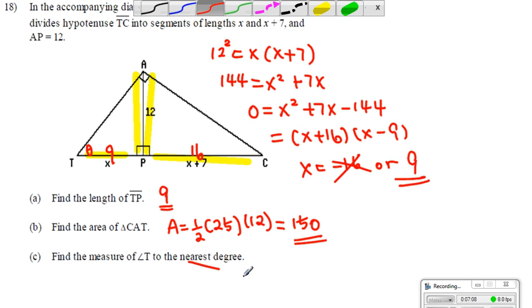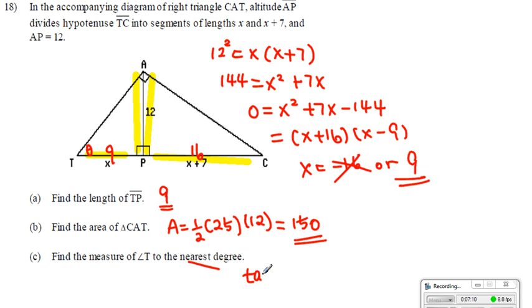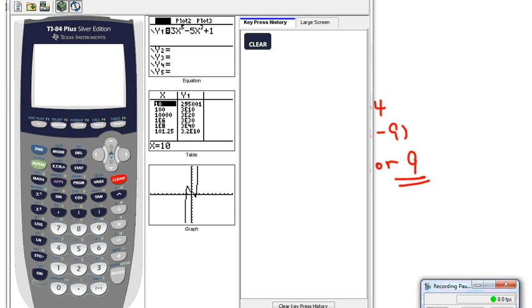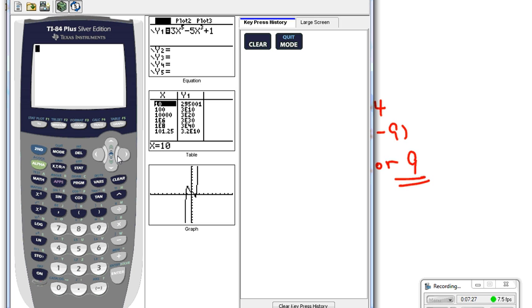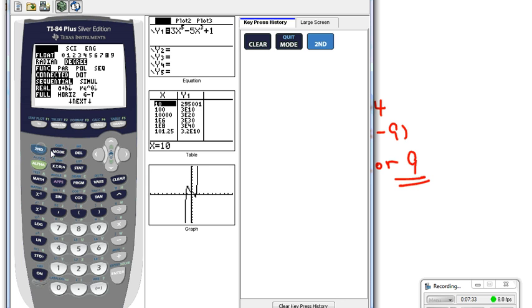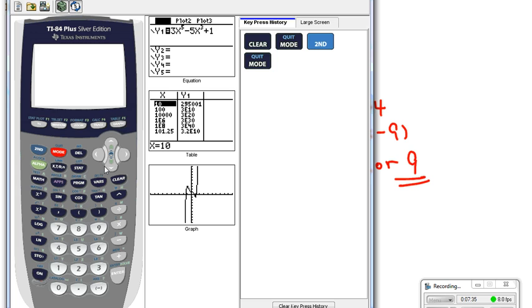Tangent of that angle theta must be equal to 12 over 9. Now, if you set this up, we're going to be using the calculator to figure this one out. First, we're setting the mode to degrees, as you can see here. Second, quit, going back to the home screen.